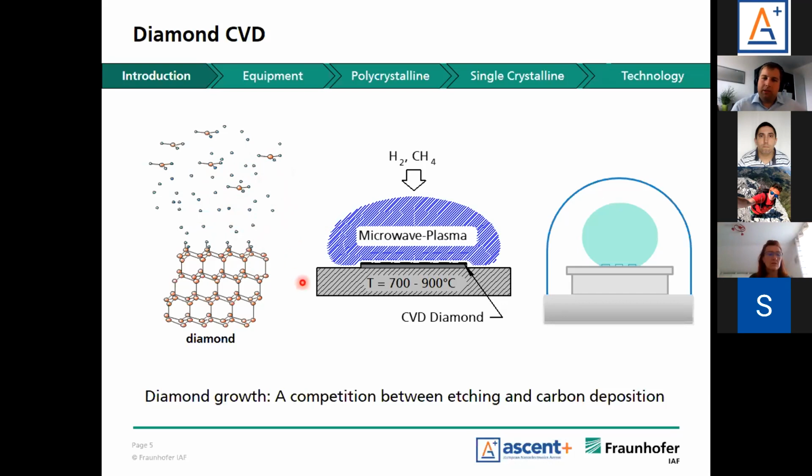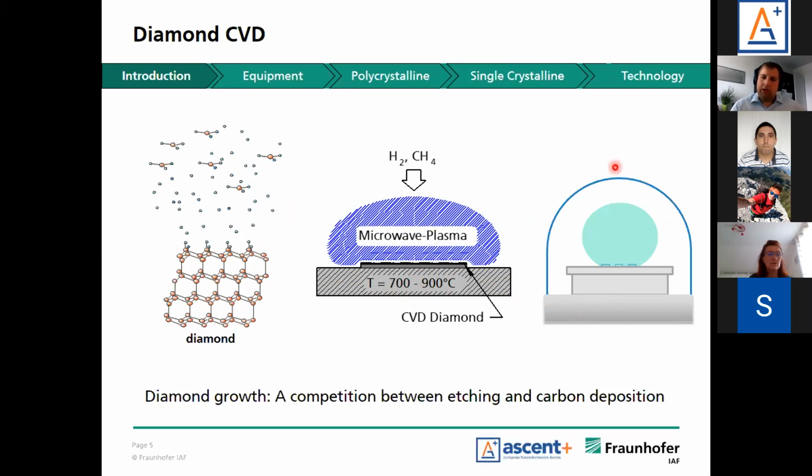CVD diamond is the purest diamond you can get, and the best to control. That's why we use only CVD grown diamond, or only CVD reactors. Temperature during growth is around 700 to 900 degrees. This is important if you want to coat something with diamond, so your initial substrate needs to withstand this temperature. And we are using a microwave plasma to form the radicals.